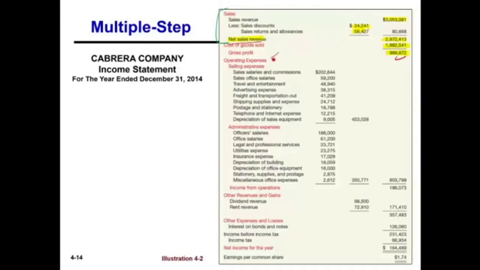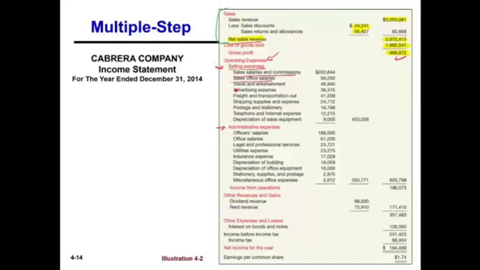Then we are going to list our operating expenses. Again, operating expenses means operating section of the income statement, and we're going to break them into selling expenses and administrative expenses. And selling expenses has to do with anything that helps us sell the product. Like what? Sales salaries and commission. This is a selling expense.